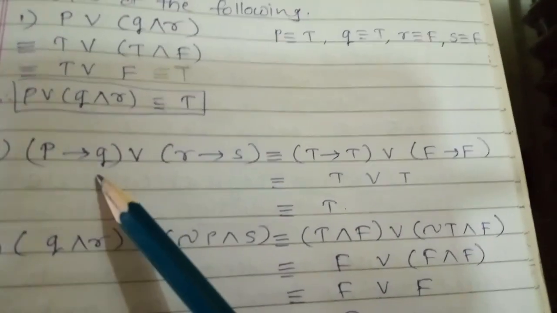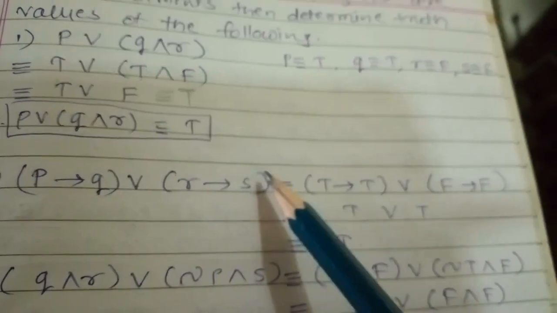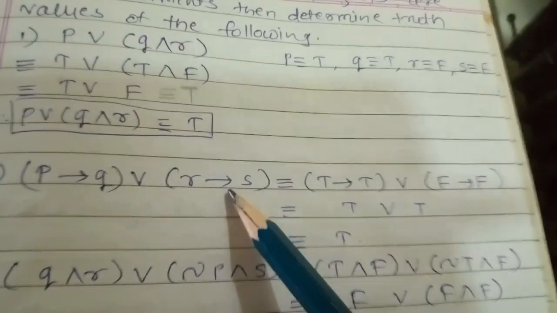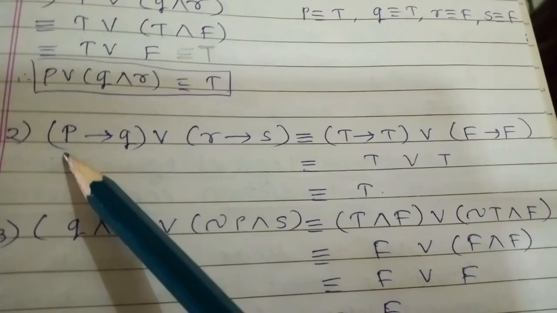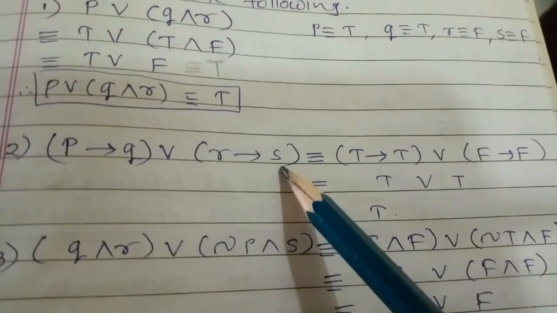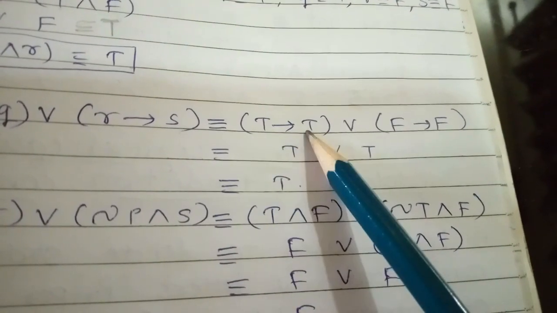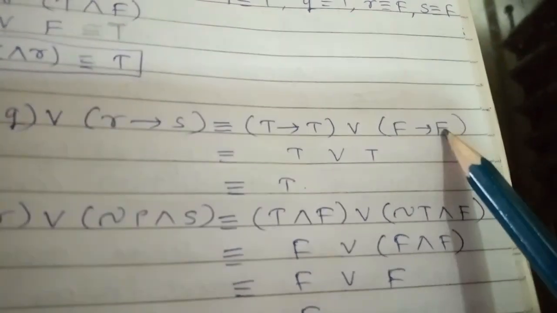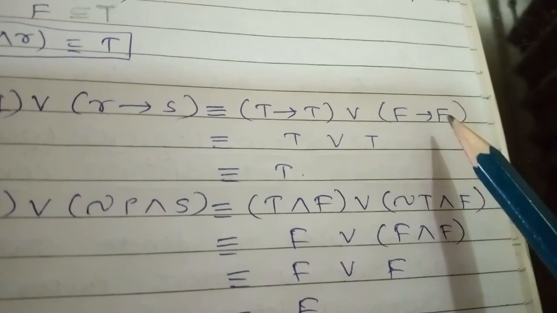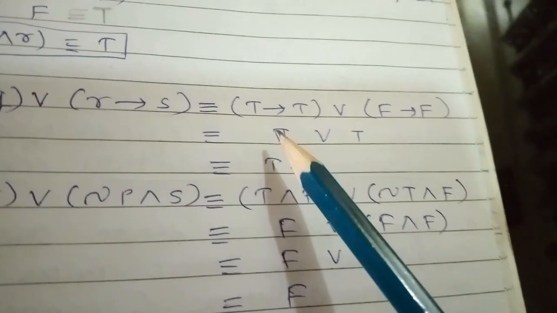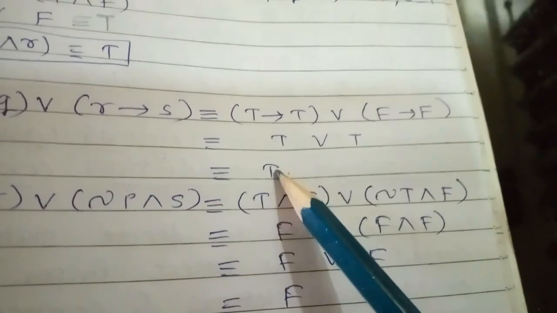Now the next example, P conditional Q, disjunction in second bracket R conditional S, or you can also use the word implies, R implies S. So you know the truth value of P is T, here also T, here is F, and here is also F. Just write this one, and you know that if both the statements are true, then the conditional is true. Here also both the statements have the same value, either TT or FF, then the answer is T. So T disjunction T, and the answer is T, because T disjunction T is T.